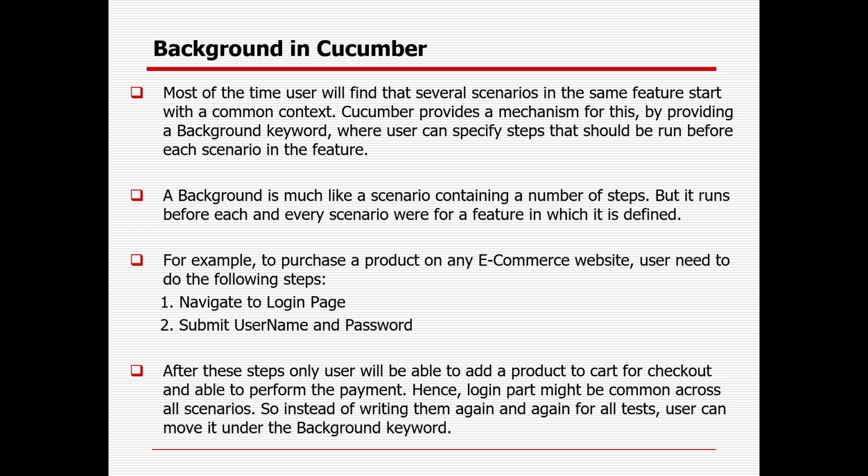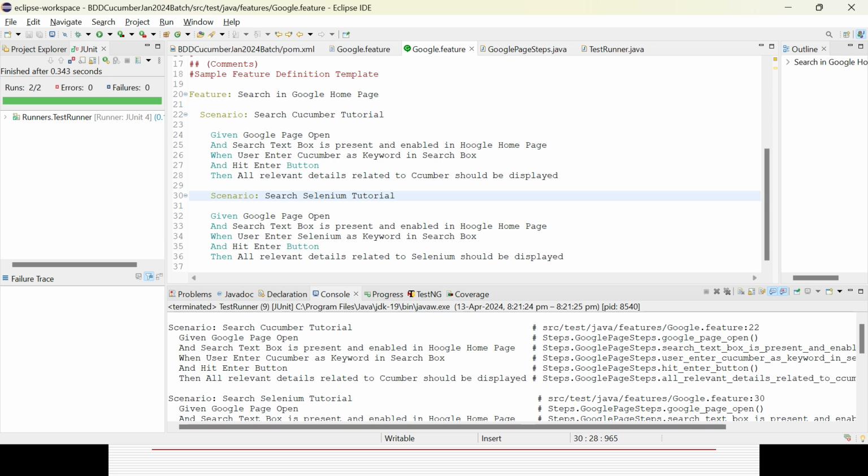So most of the time the user will find that several scenarios in the same feature start with a common context. Cucumber provides a mechanism for this by providing a Background keyword. Okay, so what I will do, I will write something in the background. I'll first give the word Background after the feature. After the feature, I will be giving the background.